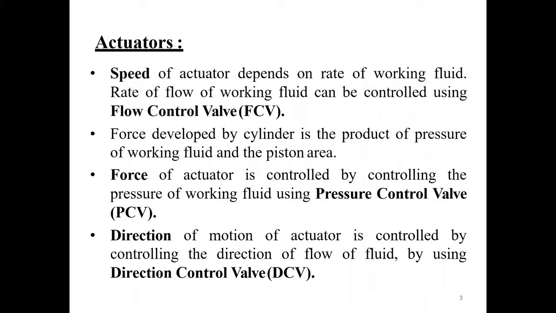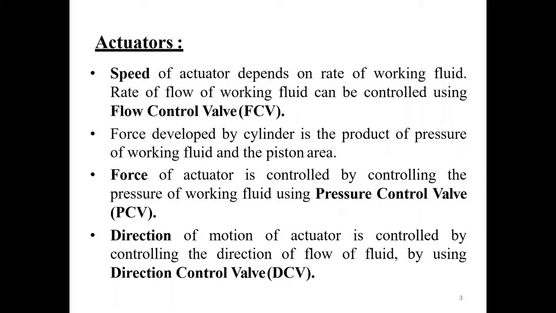These are the terms related to the actuators. So the first term is speed. While selecting an actuator, which qualities should be checked? These are listed here. Speed of the actuator should be taken into account while selecting the actuator. Then flow rate or force developed by the cylinder should also be taken into account. Force of the actuator is controlled by controlling the pressure of the working fluid using a pressure control valve.